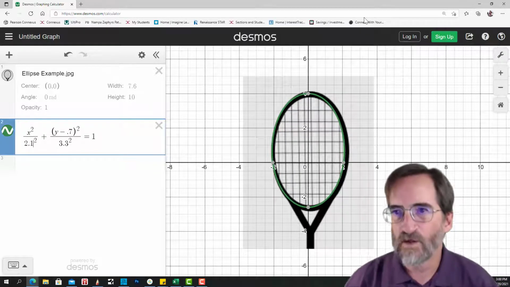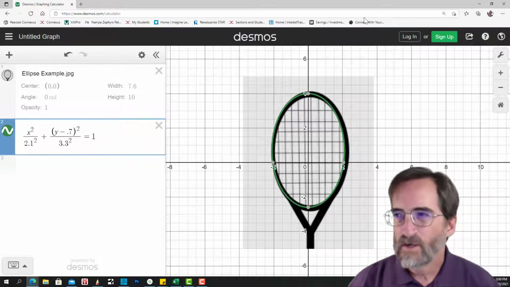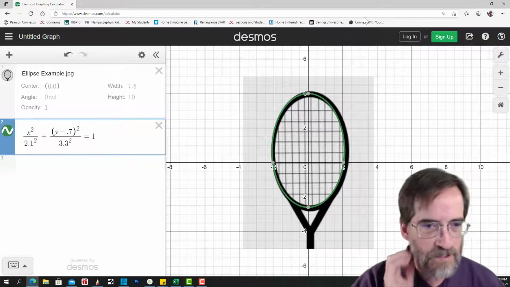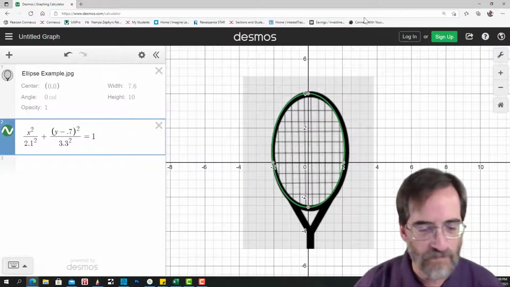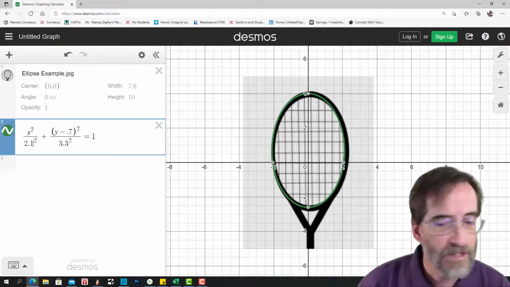I could sit here fiddling with it all day long. But that's the idea. All right. So we've got now a conic section that fits the picture of the tennis racket. Okay, so let's go back to the worksheet here.